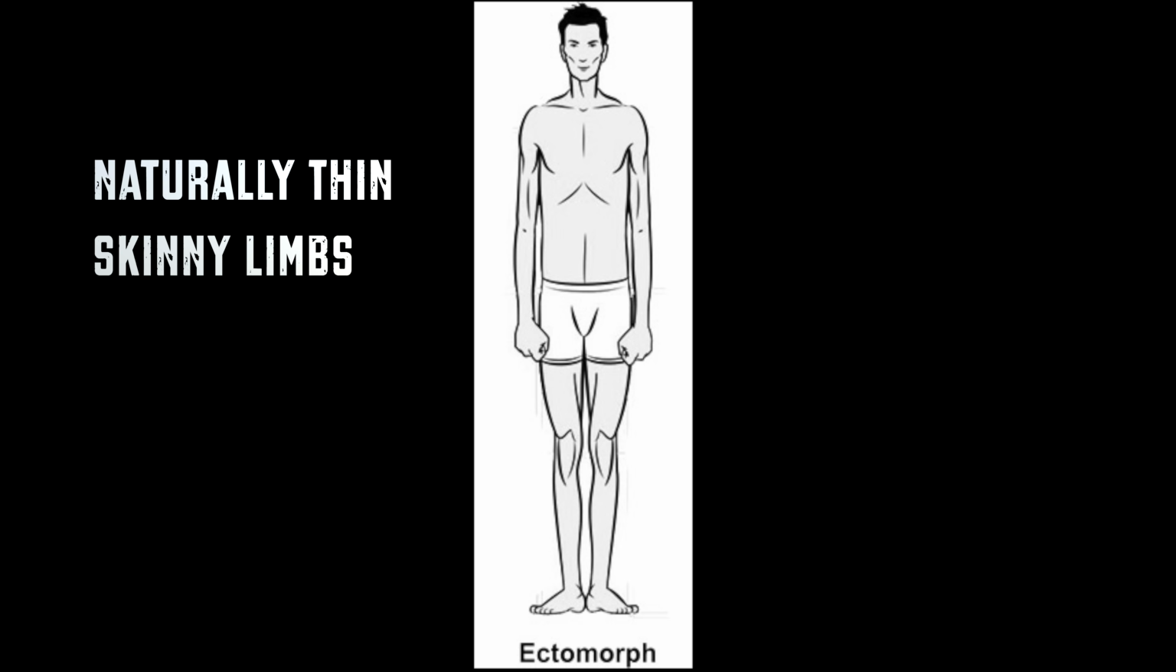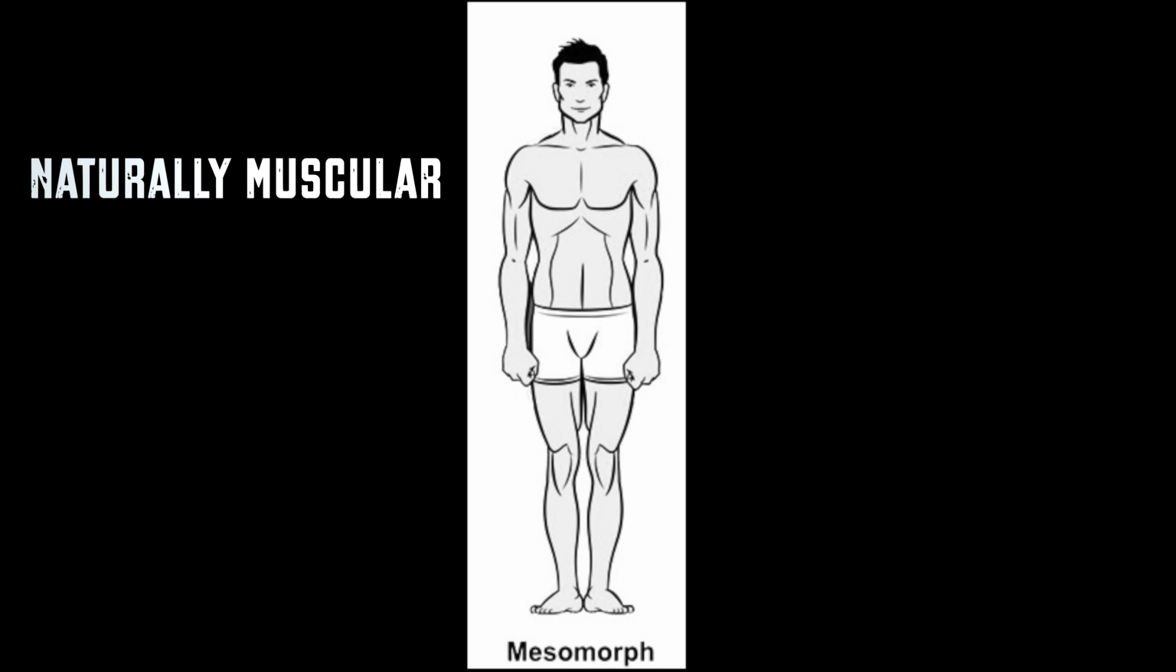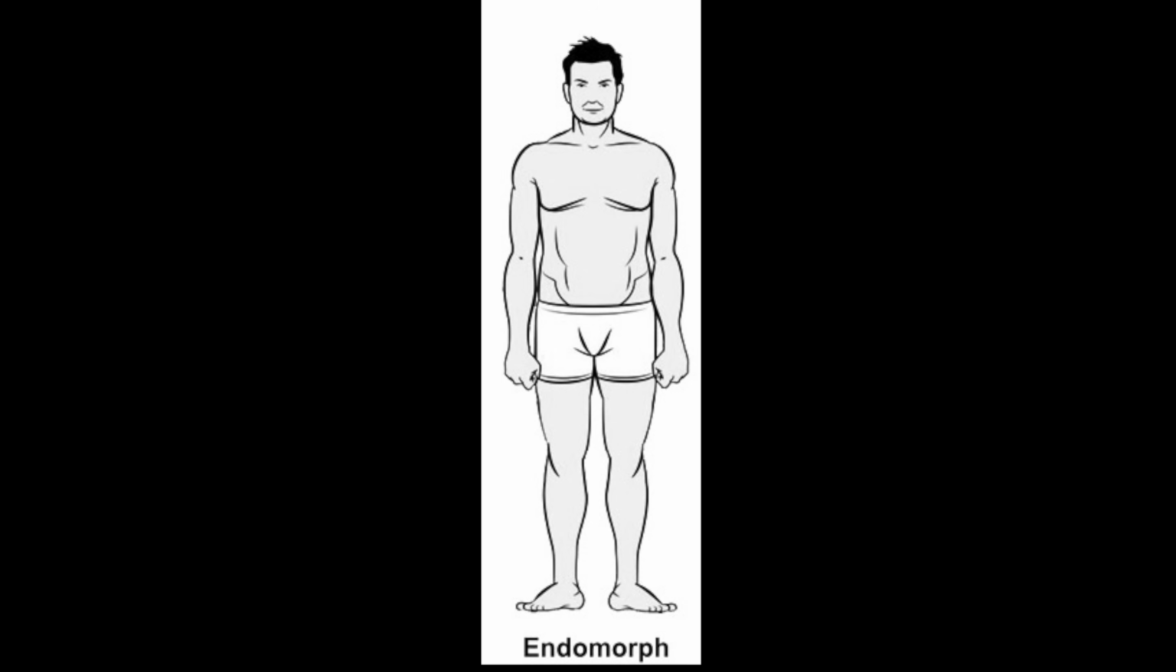So an ectomorph is gonna be naturally thin with skinny limbs. A mesomorph is gonna be naturally muscular and kind of that athletic build. And then an endomorph is gonna be naturally broad and thick. Once we determine which of those categories you fall into, you're gonna have your ideal percentage split for those macronutrients.